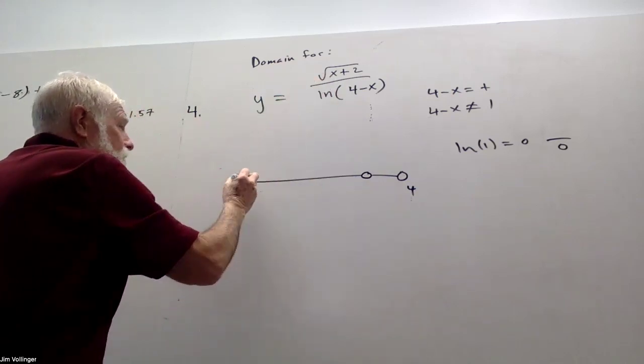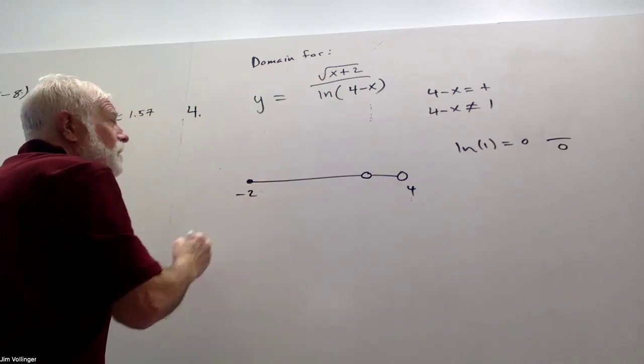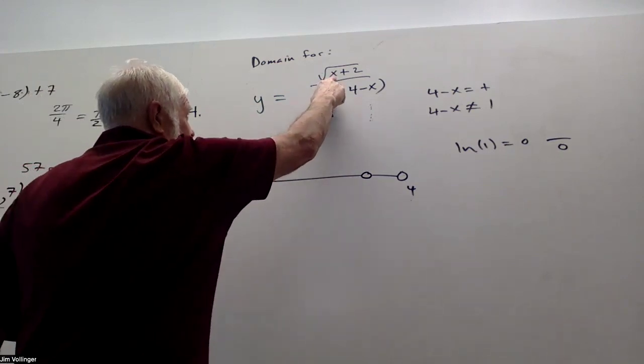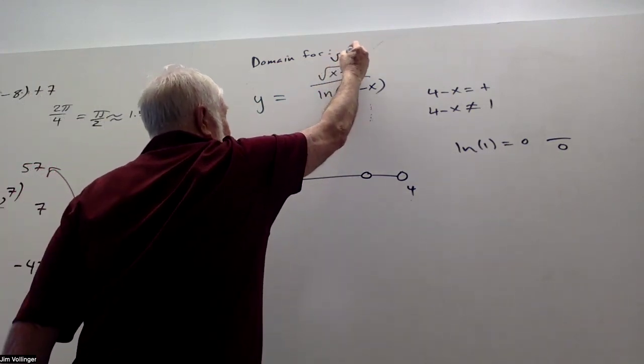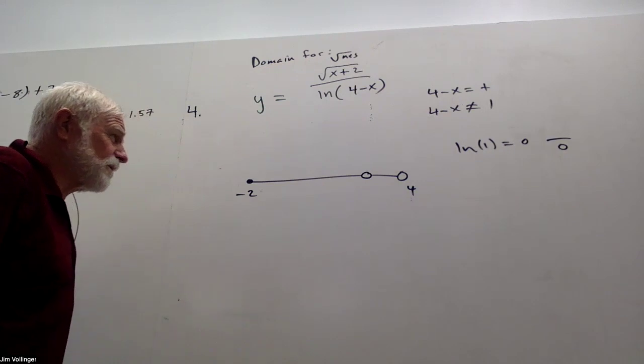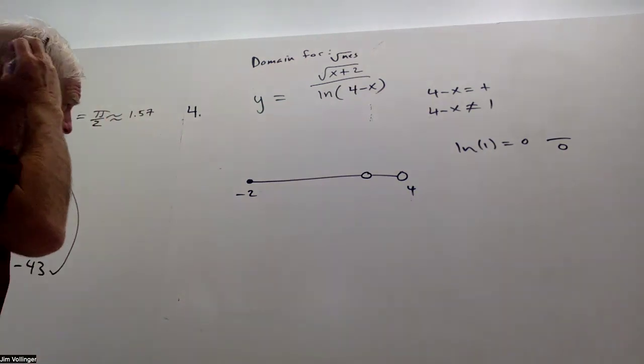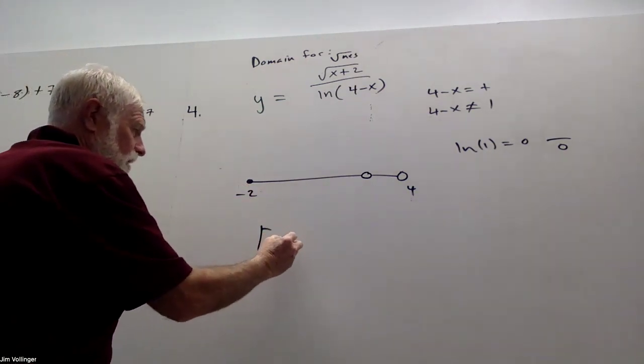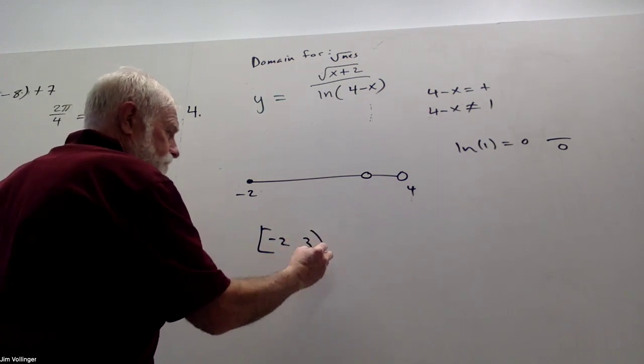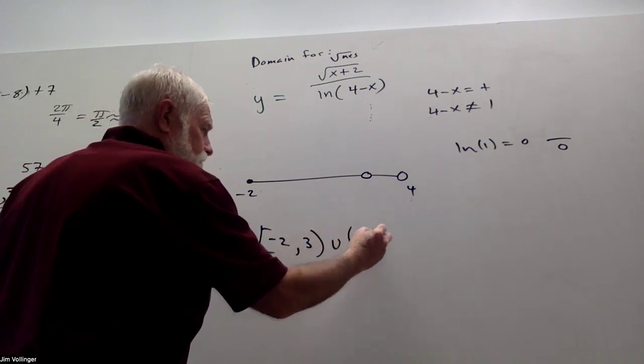x = -2 is okay, but I can't put anything less than -2 because I get a square root of a negative, and that's not going to show up on the Cartesian coordinate system. So what do we have? We've got -2 to 3, union 3 to 4.